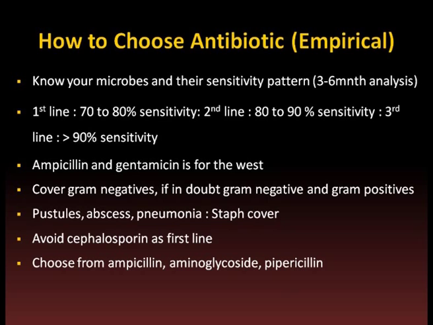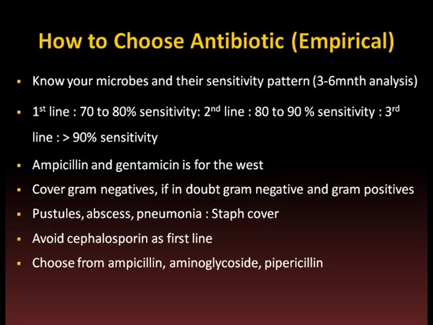So if you know the organisms and the sensitivity pattern of organisms for the last 3 to 6 months, or at least 30 to 40 cultures, then we would be able to justify using the appropriate antibiotic in our NICU. Based on the audit, our first line antibiotic should be one which has sensitivity of 70 to 80%. Second line antibiotic could be one where the sensitivity is 80 to 90%, and third line antibiotic is one which has a sensitivity of more than 90%. We would start on the first line antibiotic, and upgrade to second line and third line only if the first line is not working or if our cultures are showing a sensitivity pattern to a different antibiotic.